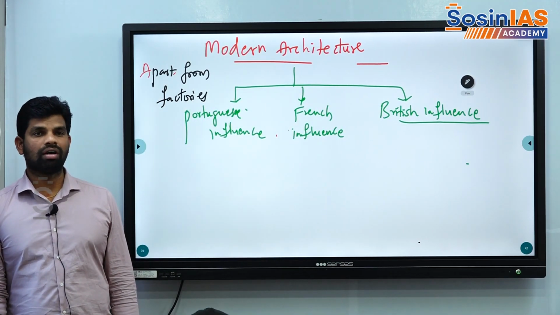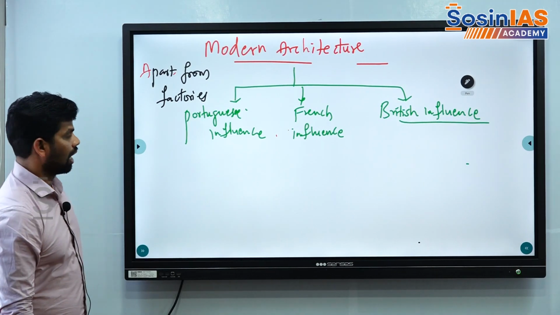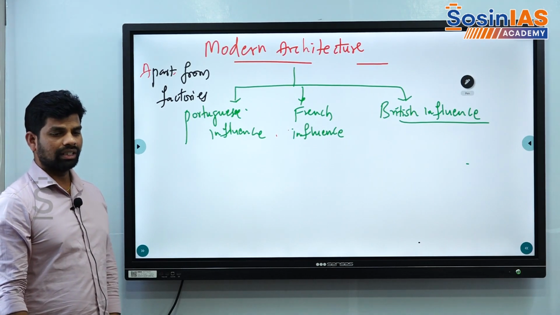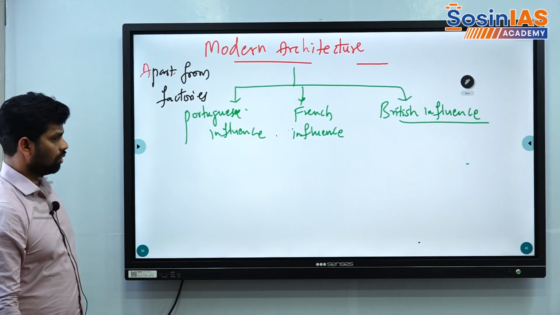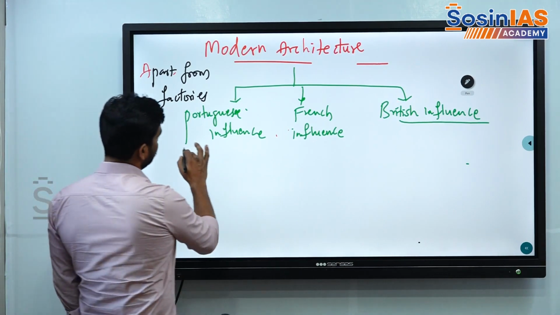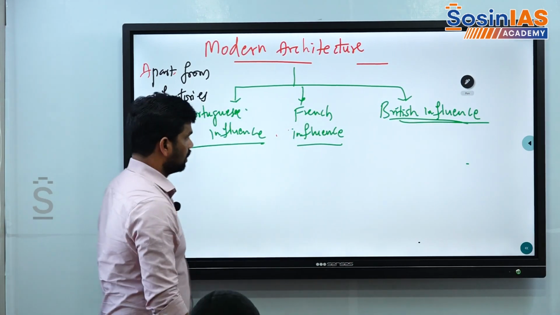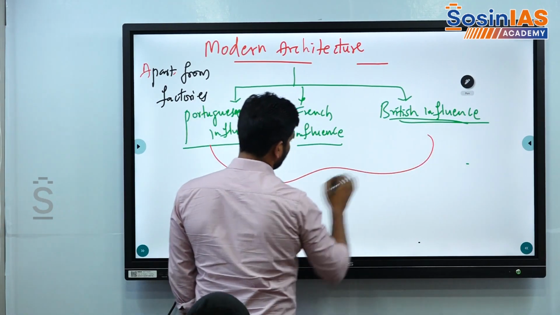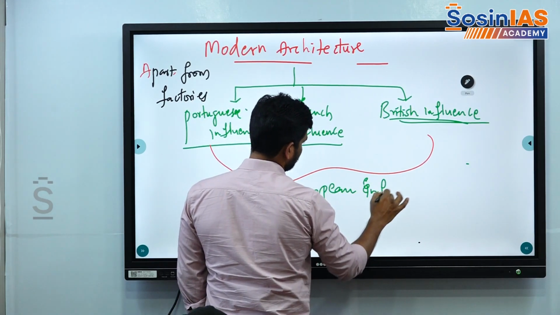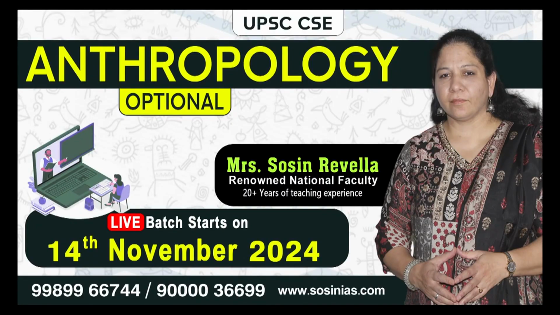I am talking about modern Indian history architecture. So let's get into the details. Apart from the factories constructed by all the Europeans, including the Dutch and the Danes, who stayed in India for just a few years, the Portuguese influence, the French influence and the British influence are all consisting of what? They introduced the European influence. They are mainly consisting of European influence.